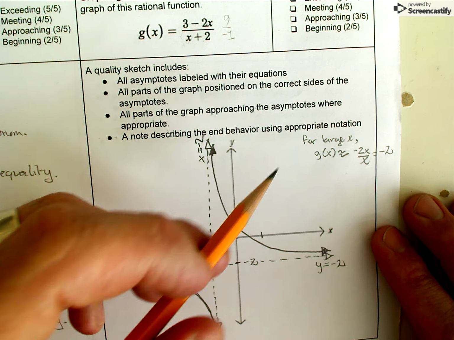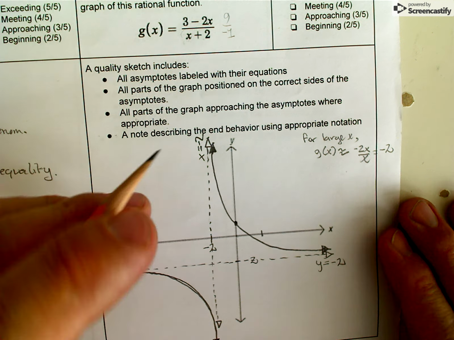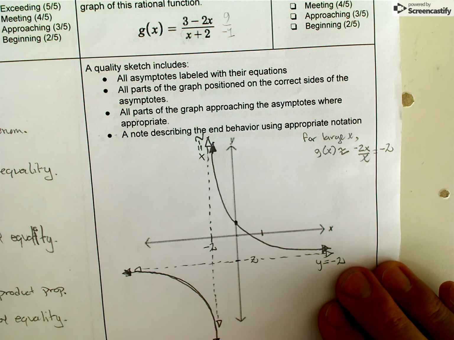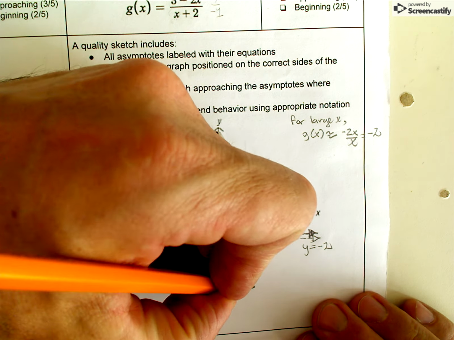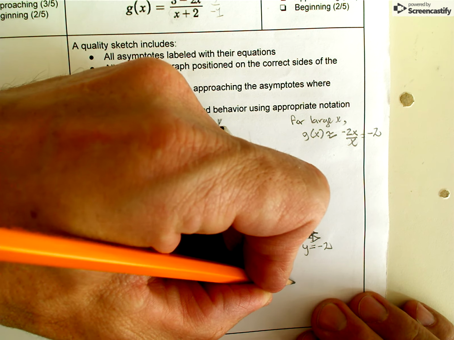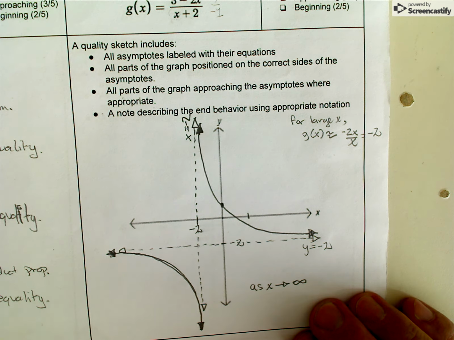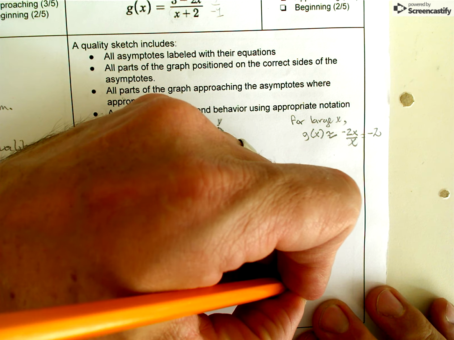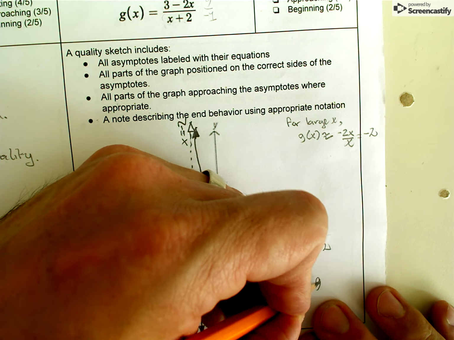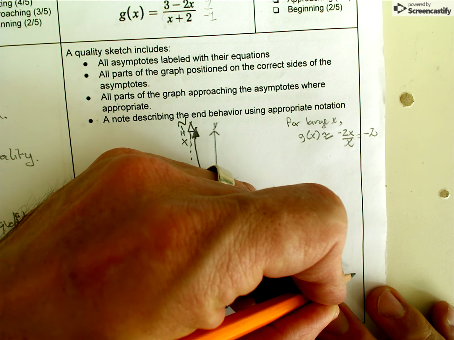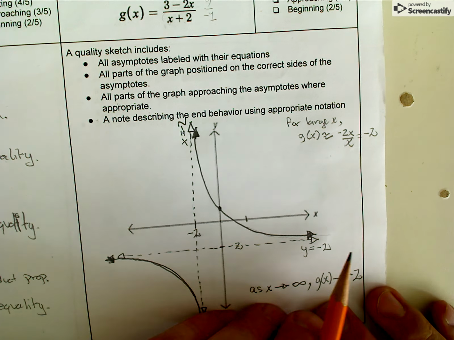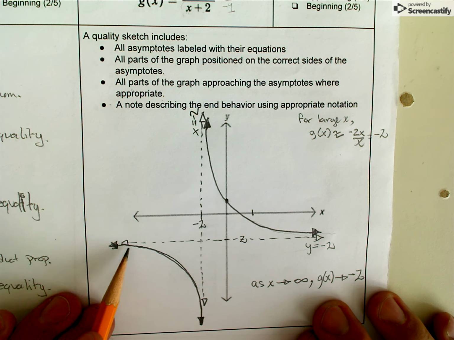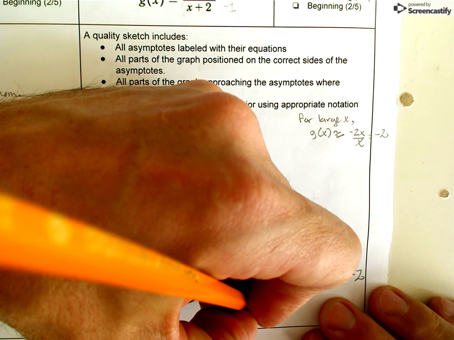Now finally, a note describing the end behavior using the appropriate notation. End behavior happens when x gets really, really big in the positive direction or really, really small down here in the negative direction. So as x goes to infinity, my graph is getting closer and closer to negative 2. So this function, g of x, approaches negative 2 when x goes to infinity. And when x goes to negative infinity, my graph is approaching negative 2 also.